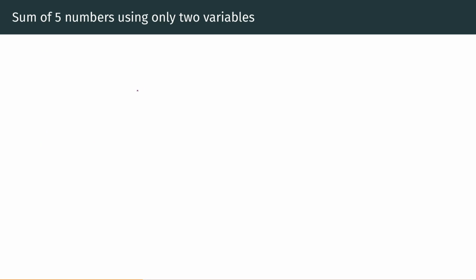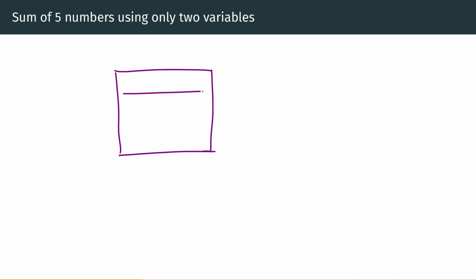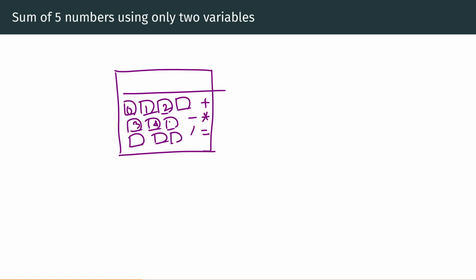Now think about using a calculator. Let's say you have a calculator and you have buttons 0 through 9, and then you have plus, minus, times, division, equal to, and so on. So 0, 1, 2, 3, 4, 5, 6, 7, 8, and 9. Weird calculator, but it's okay. So let's say you have to add five numbers. Let's say the numbers are 10, 20, 30, 40, and 50.